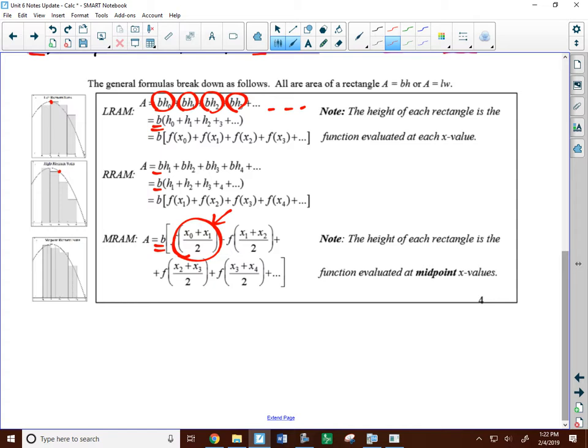Okay. We're going to do left, right, and midpoint on the next page. We're going to do an example of that. Can I answer anything else, though?